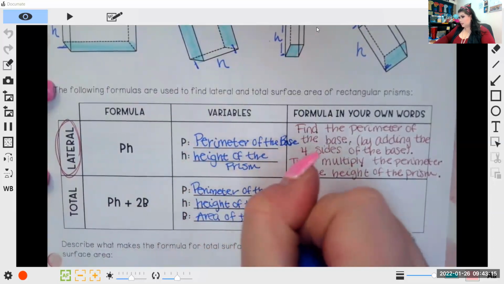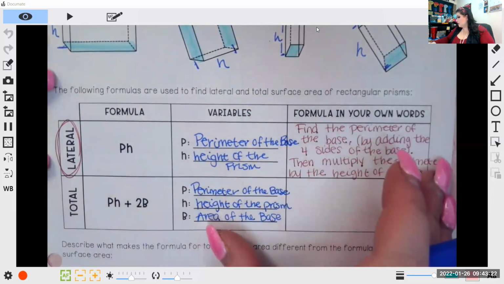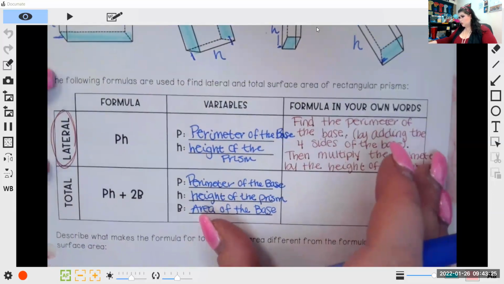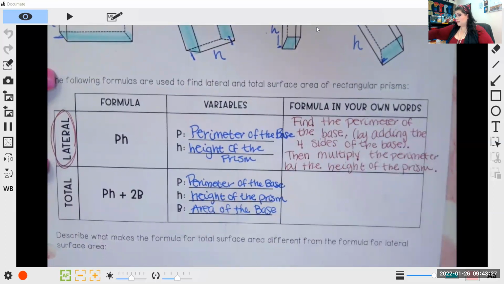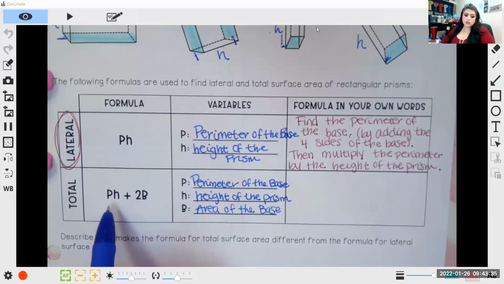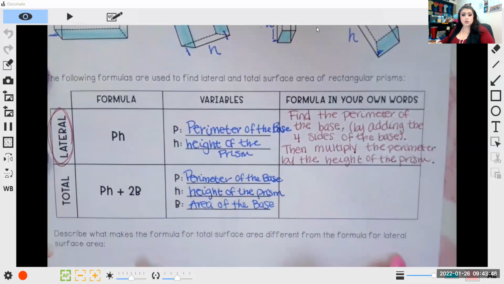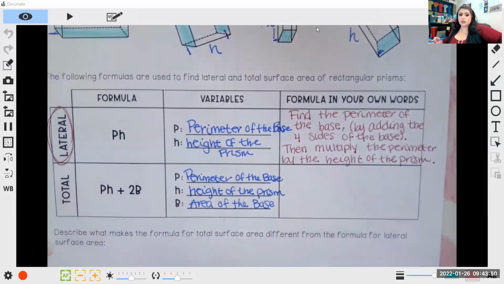Okay, and in this case, the base is a square, and in some cases it could be a rectangle, so we will make sure that we identify that. From what we have here, since we have the perimeter times the height plus, since there's two bases, top and bottom, we're going to add that to 2 times the area of the base. So put that into your own words and then momentarily check in with mine.